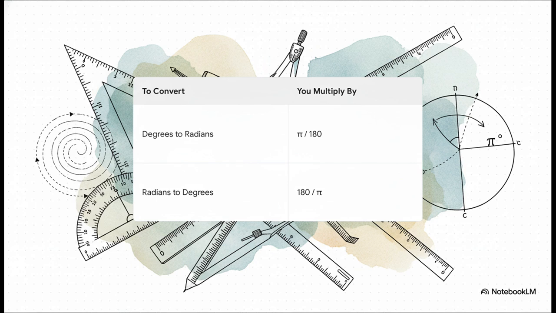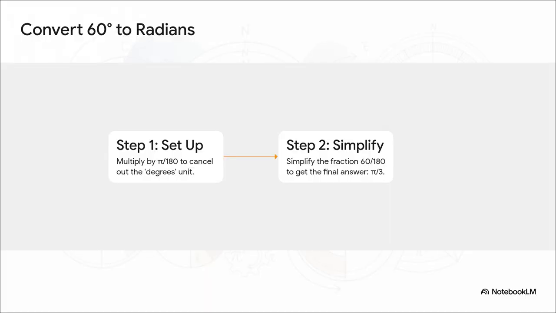That's it. It's no different than converting feet to inches, you're just multiplying by the right factor to change the units. Let's put this into practice. Let's say we want to convert 60 degrees into radians. Okay, so we take our 60 and we multiply it by our conversion factor, pi over 180. The best part is watching the units cancel out. The degrees in the 60 and the degrees in the 180 just go away. Then all you have to do is simplify the fraction 60 over 180. That reduces down to 1/3, leaving us with our answer, pi over 3 radians.